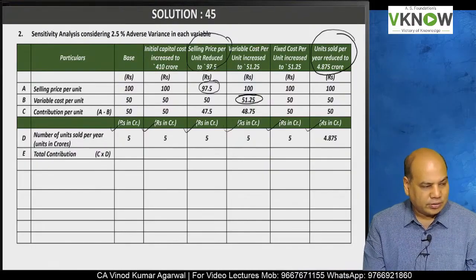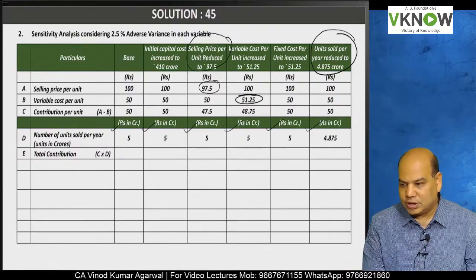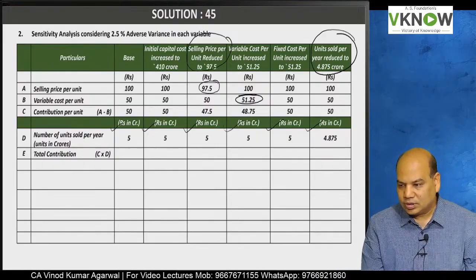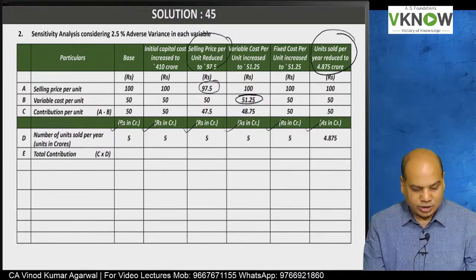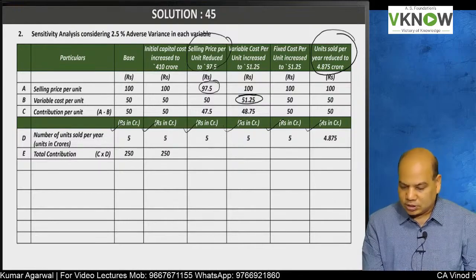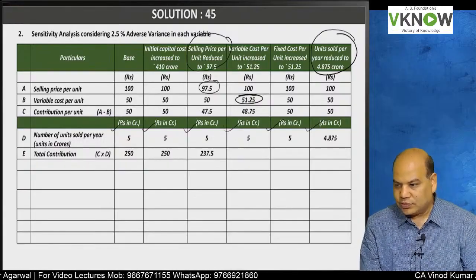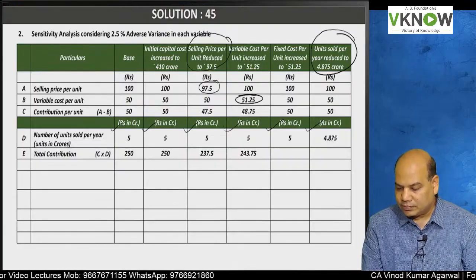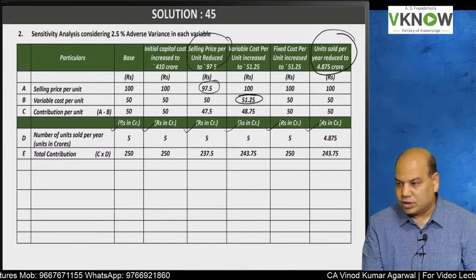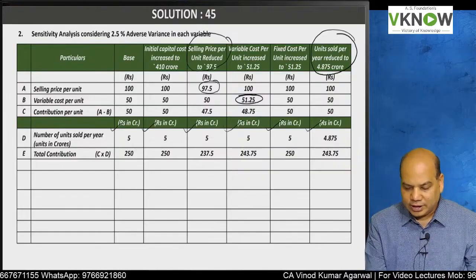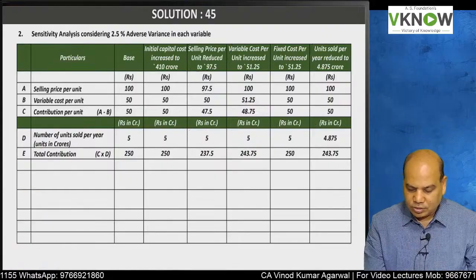Total contribution, write down. Total contribution is C into D. Please multiply C into D. 250, 250, the third one will be different: 237.5, 243.75, 250. The last one will also be different: 243.75. So if the variables change one at a time, this is my contribution.